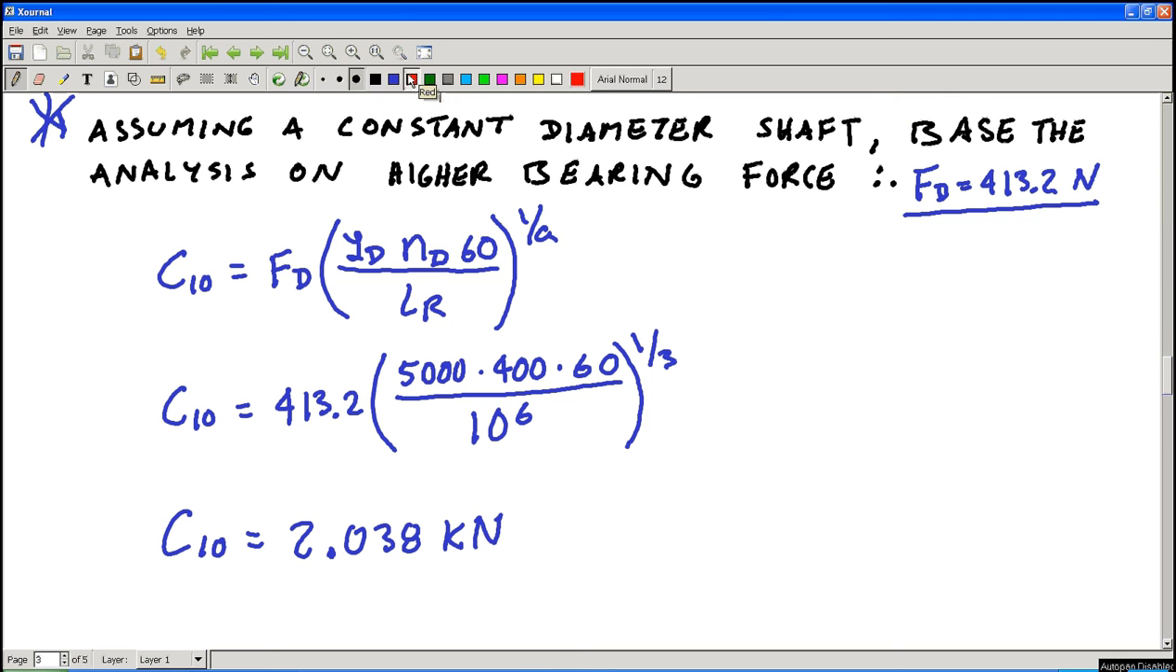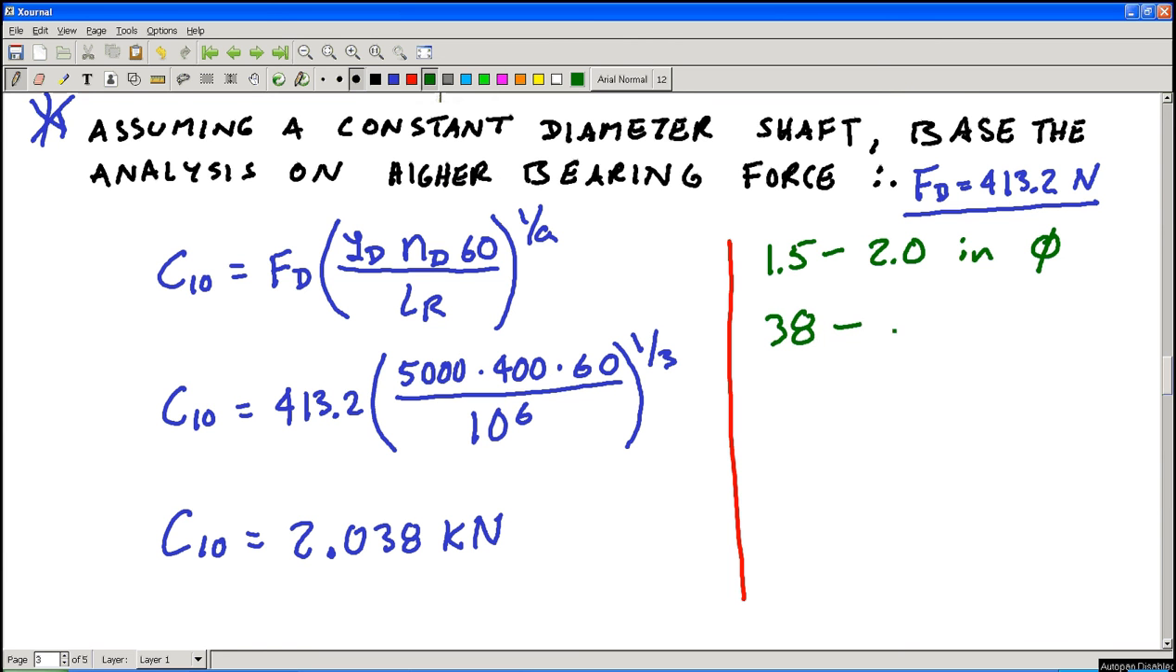But we do have another specification for that size range. We wanted the shaft to be 1.5 to 2.0 inches in diameter. Converting that to millimeters, we have about 38 and about 51 millimeters. So the smallest bearing in the table that would fit that range is the 40 millimeter.